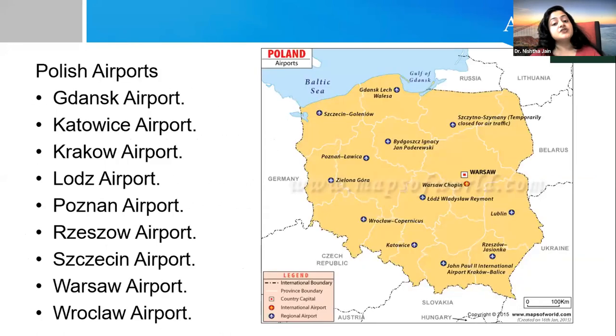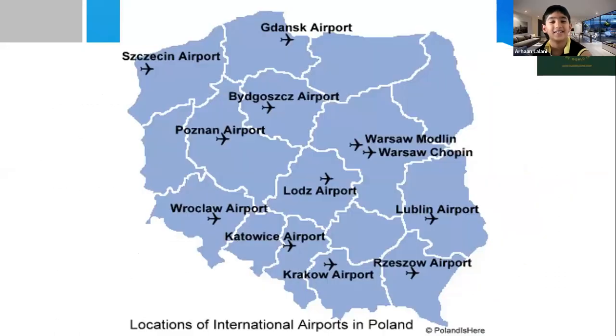Now, which are the Polish airports? Oh, wow, these are very tough again. So let's try these. The first one is Gdańsk Airport, then Katowice Airport, then Krakow Airport. Lodz Airport. Warsaw Airport, and Wrocław Airport. Wow, good one, very good. Funny names, literally.